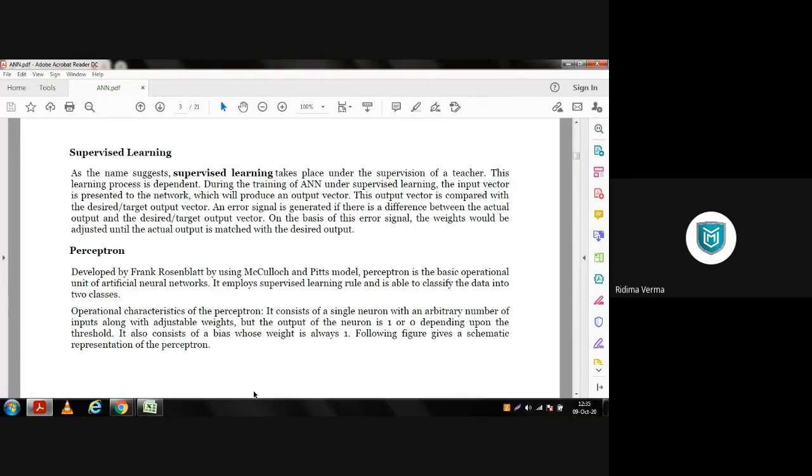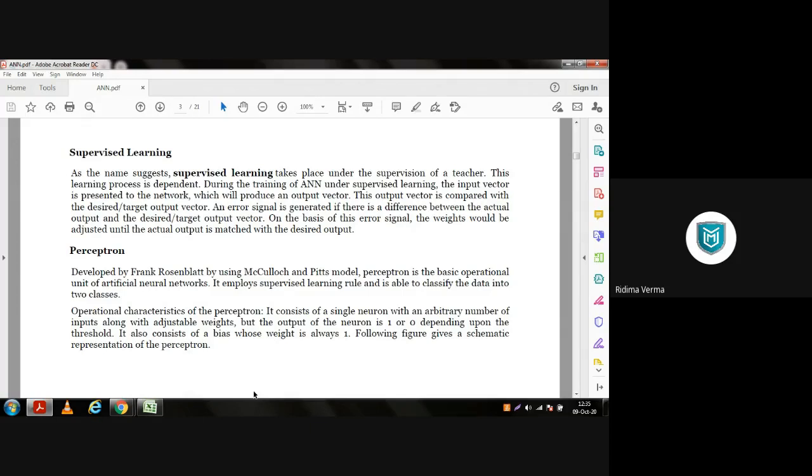Now, if you remember the diagram that we discussed for the architecture of neural network in chapter 1, in that case we had one or more inputs for a neuron. Some processing was being made with the help of weights and biases, and then we were calculating the output. So over here they are saying it consists of a single neuron. It has a certain number of inputs which have adjustable weights. But the output of the neuron is 1 or 0 depending upon the threshold.